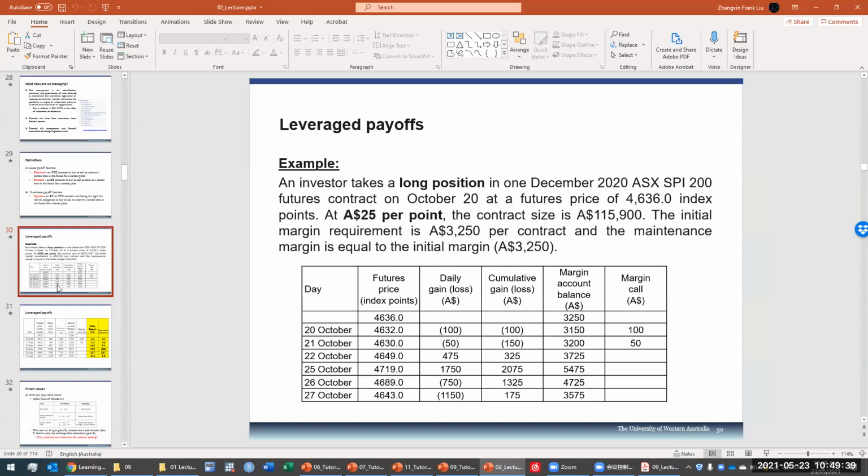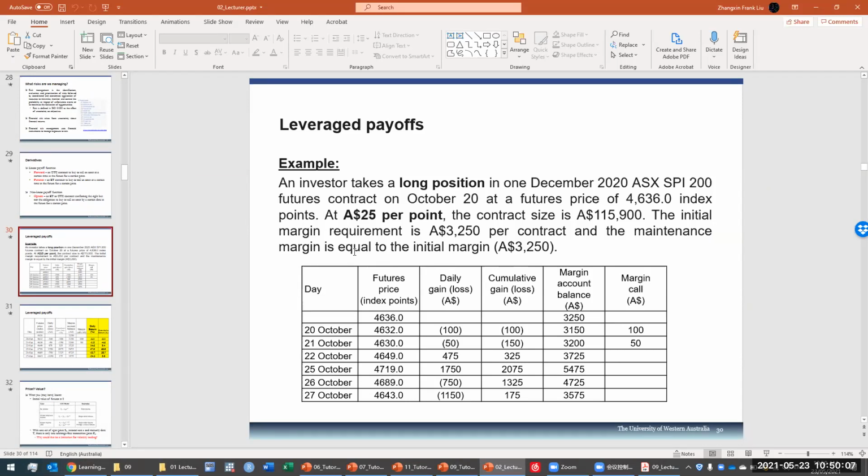This is from your week 2, week 3, I think. It's about futures contract margin. I may not have talked about it in my tutorial, I forgot. But here is an example that I just copied from your tutorial lecture notes. It illustrates how you calculate your margin account, so we take that as an opportunity to revise the margin account.